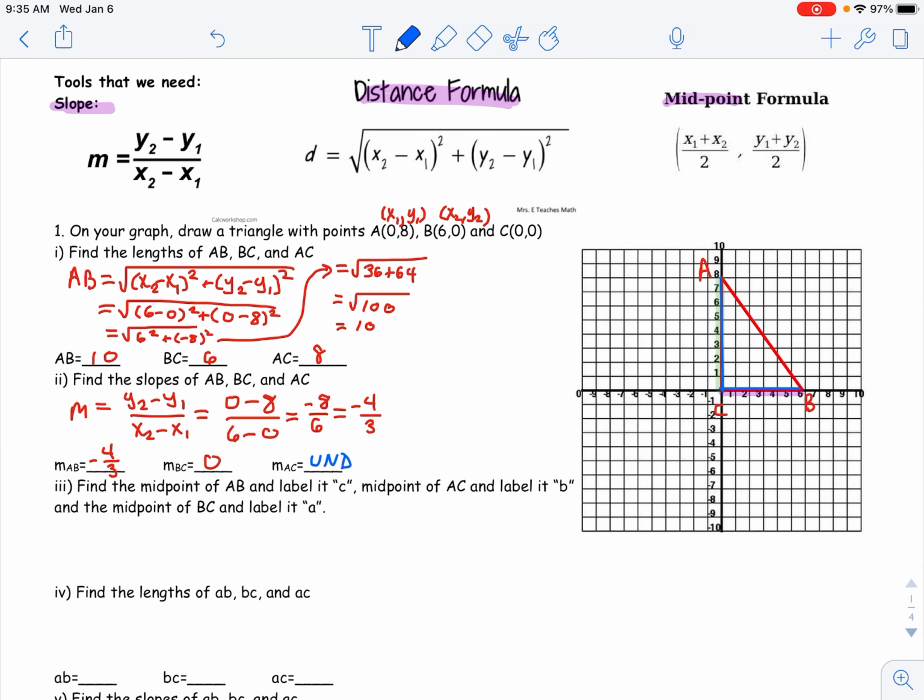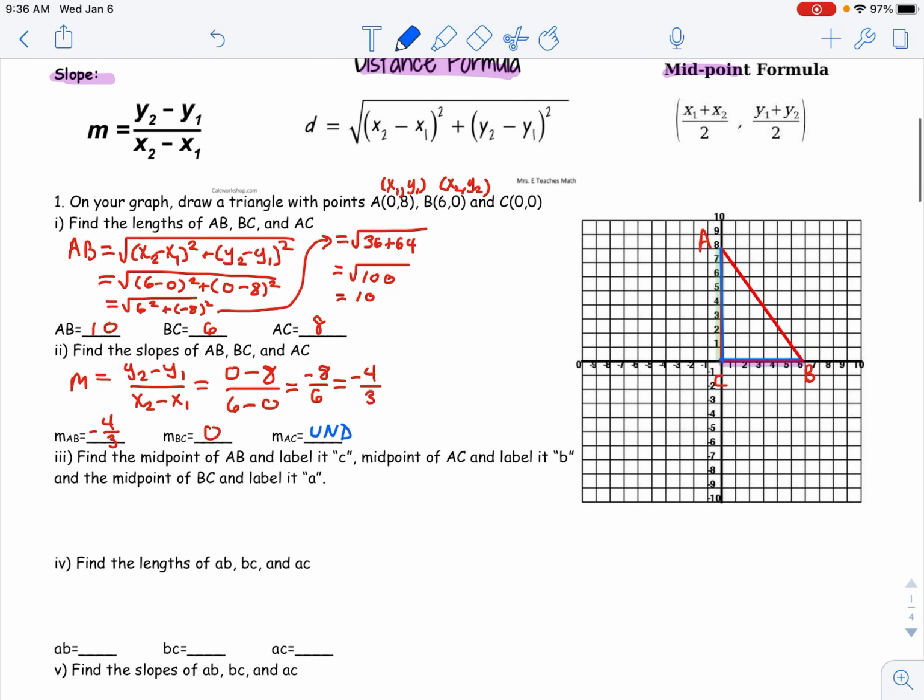Okay. Now, that's intense. All right, so we found the lengths, we found the slopes. Now we're gonna find the midpoints of everything. All right, very dense, stay with me.